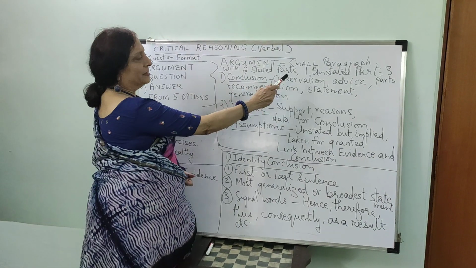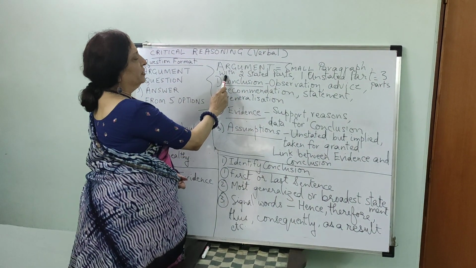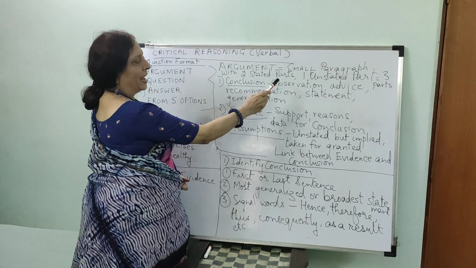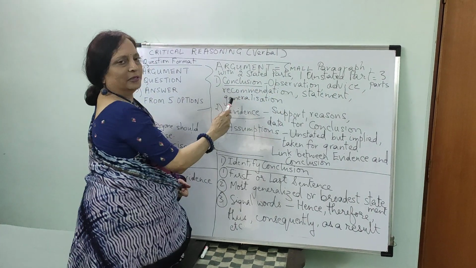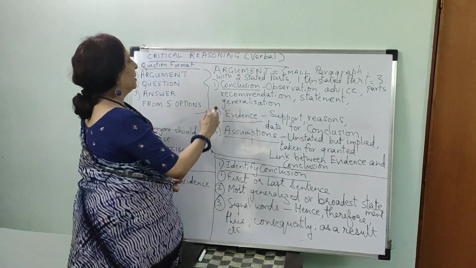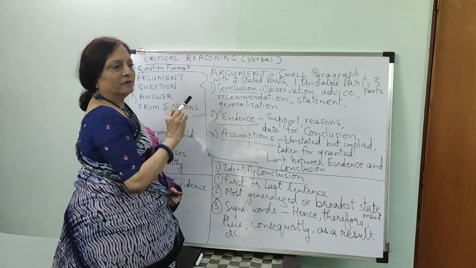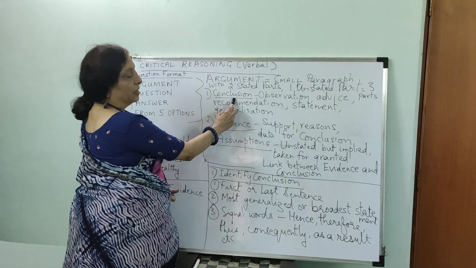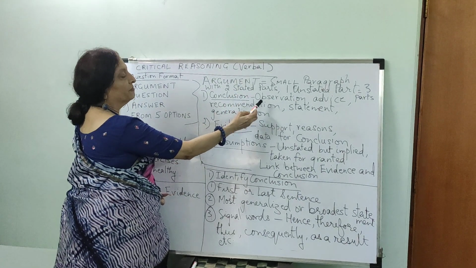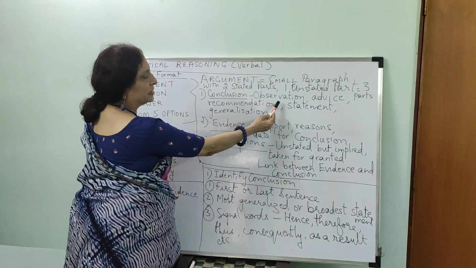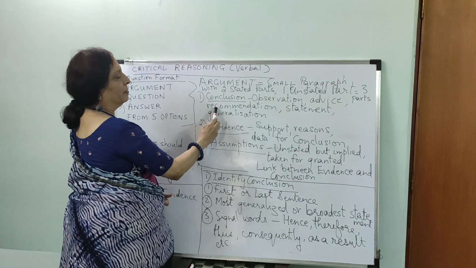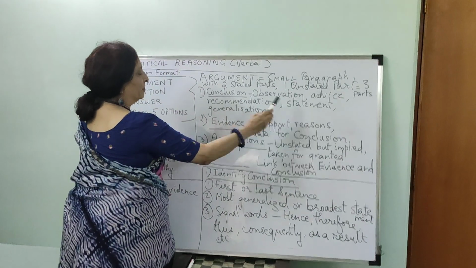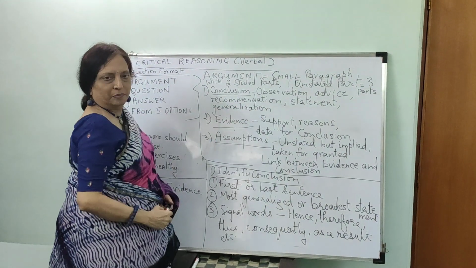An argument is a small paragraph with 2 stated parts and 1 unstated part. That means a total of 3 parts. The first important part which we must identify is called the conclusion. Conclusion means the final decision or observation, advice, recommendation, general statement, generalization that the author makes.